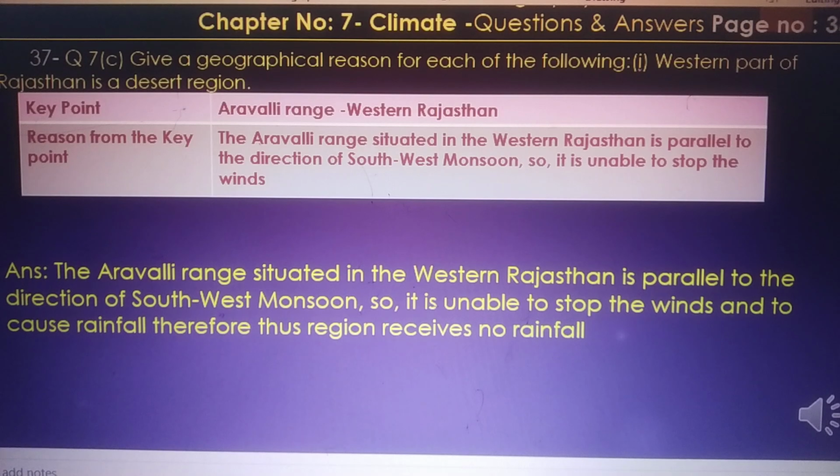Question number 37. The western part of Rajasthan is a desert region. What is the key point? Aravalli Range and Western Rajasthan. The Aravalli Range, situated in Western Rajasthan, is parallel to the direction of the southwest monsoon. So, it is unable to stop the winds.